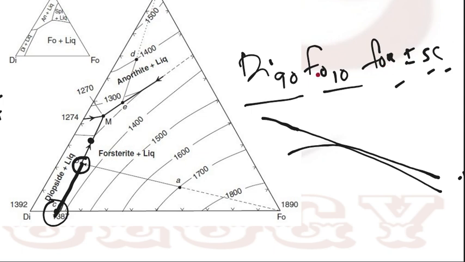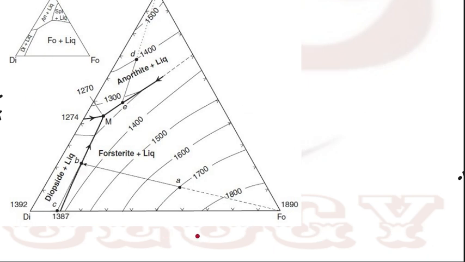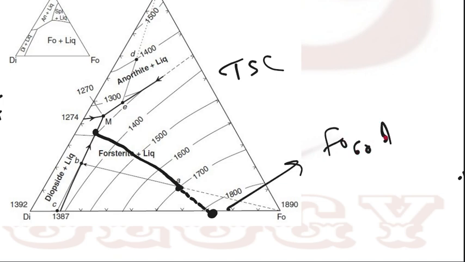If we want to know the TSC, total solid composition, then we have to take the point here, join it with the original point, and extend it towards the boundary. This will be your phosphorite 60, diopside 40. So this is the TSC, total solid composition. Total solid composition means the composition of the solid crystallized till this point.